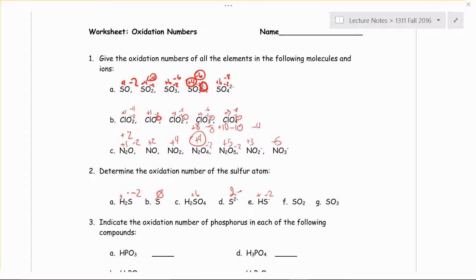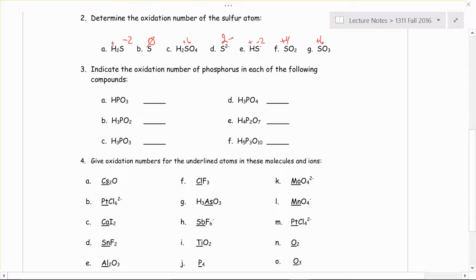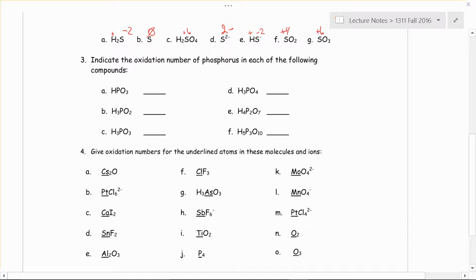Okay? SO2. Sulfur there. What is it? +4. Good. G. SO3. +6. There you go. Okay, that's right. Okay, let's look at these. The oxidation number of phosphorus in each of the following. HPO3. Good. +5.